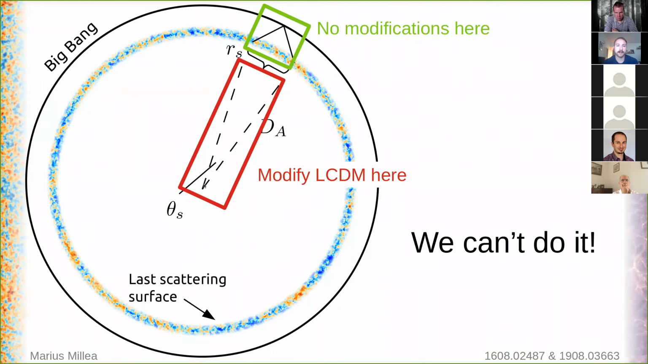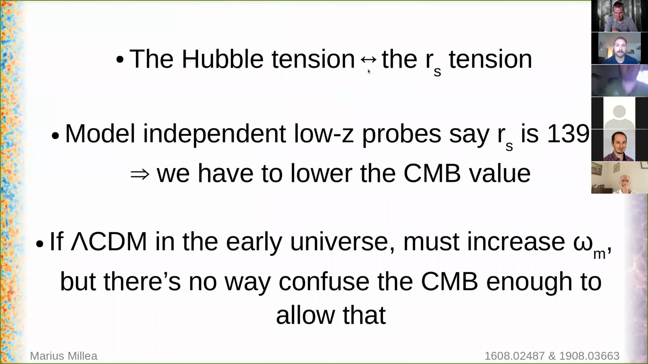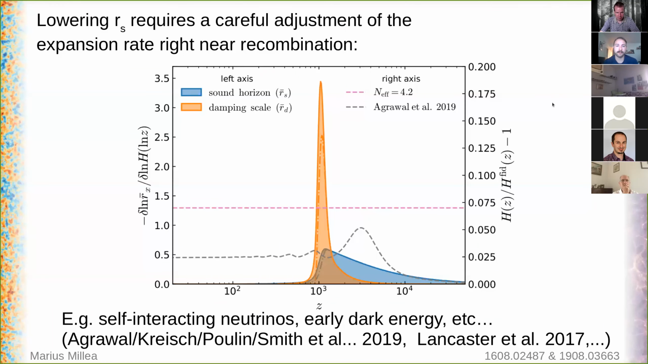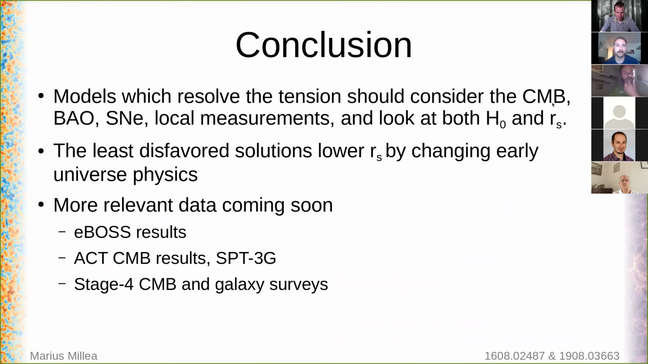You can't only modify lambda CDM here and reduce this RS by 7%. You have to do it by actually modifying the early universe. And since I'm basically out of time, I'll sort of just highlight that as a main conclusion of this part of the talk, that it does seem like things are pointing to that you need a change there. If you want, you can ask me about even more specifically where the change might be. That's this plot. And to conclude, I would just say that an important thing is that when you consider models, cosmological models that might resolve the tension, it is very important to consider all of the CMB, BAO, supernovae, and local measurements.